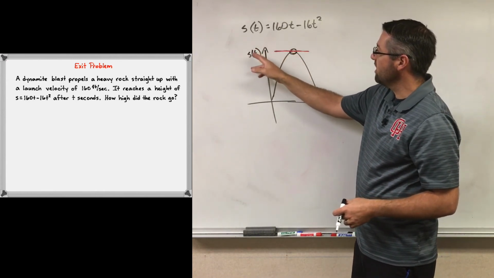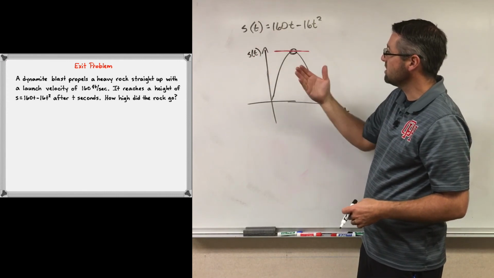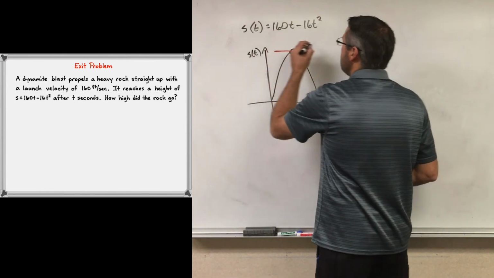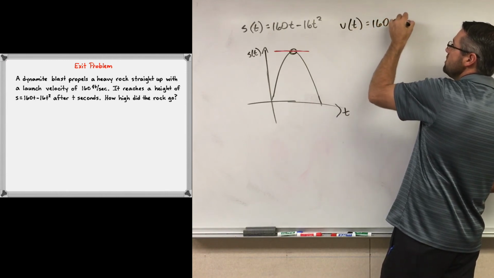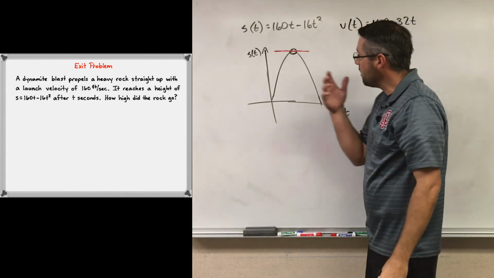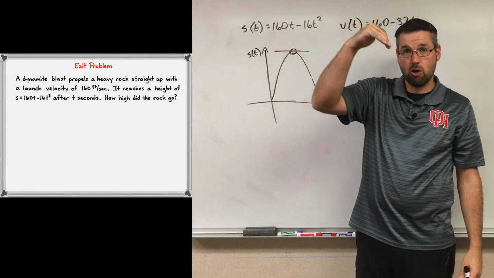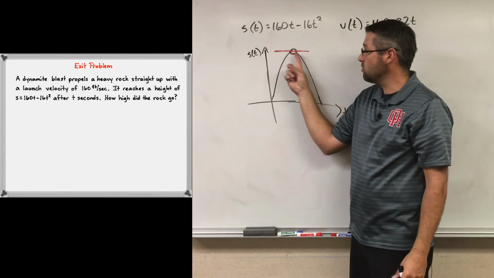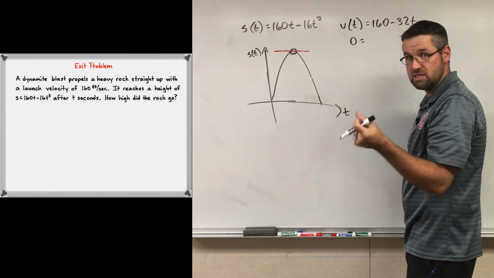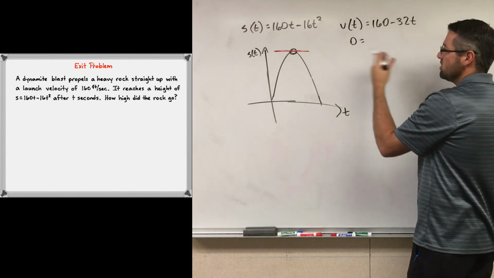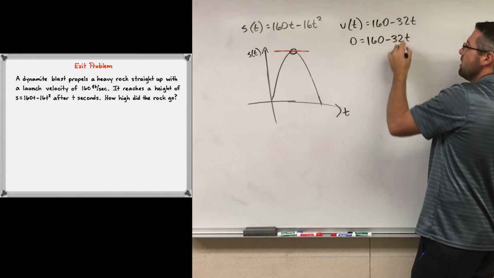Remember, we want to know the velocity of this object. This is the position of the object. If I find the velocity of this guy, let me write it over here, the velocity is going to be 160 minus 32t. That's my velocity function. Now think about it. At the highest point, we were going up, and now we're going down. What is the velocity at the highest point? It must be 0, because for that split second, it was not going up or going down. So we set the velocity equal to 0, and then we solve that equation.